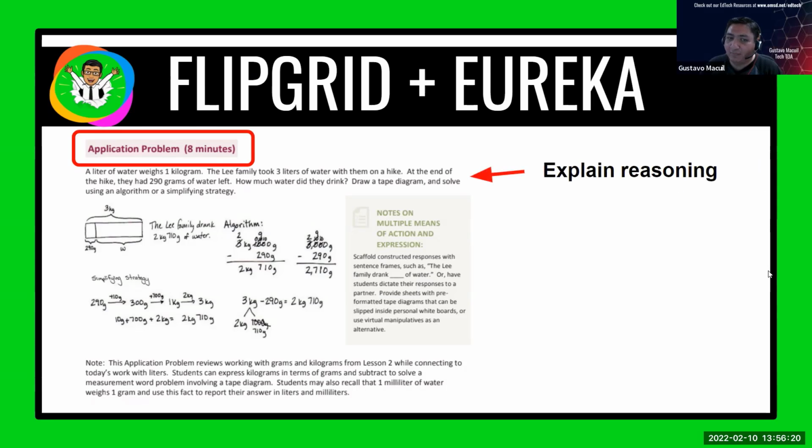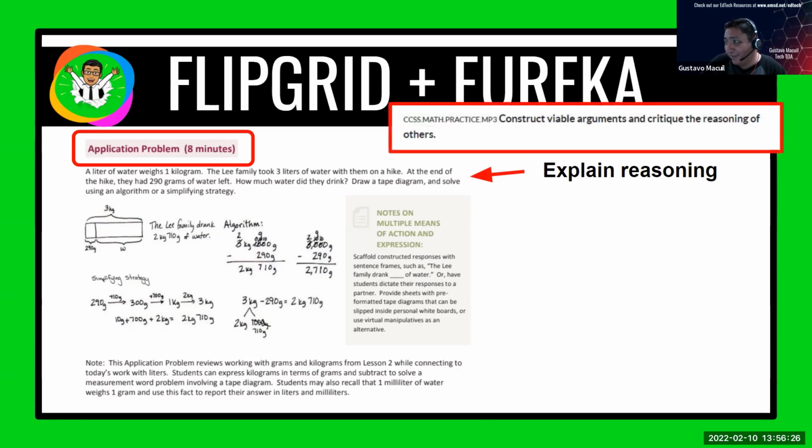Right here, I would use it for them to explain their reasoning. There's this thing called the math practices that sometimes we forget about. I was big into math practices. I always had them in the back of my mind. The one that always really worried me was number 3, which was to construct viable arguments and critique the reasoning of others. So when I think of math practices, this is what I'm shooting for. If I'm going to push out a FlipGrid, I'm going to want them to struggle with that reasoning.